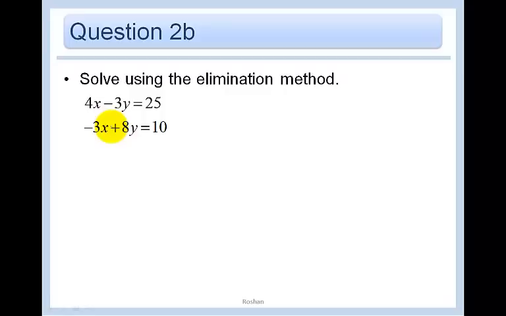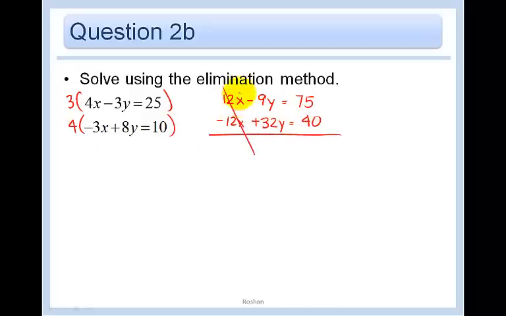So if we can get them to be the same value, we could multiply the 4 by 3 and the negative 3 by 4. Okay. And that'll do it. So then we would get 12x and we would get negative 12x, and those would cancel out. Okay, let's do it. 12x minus 9y is equal to 75. And negative 12x plus 32y is equal to 40.